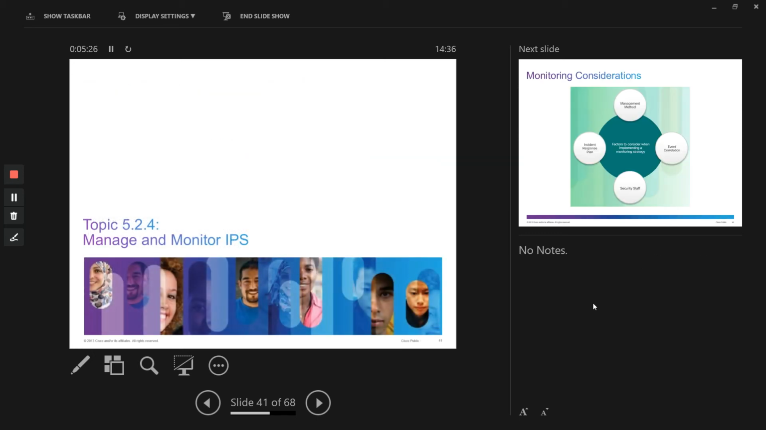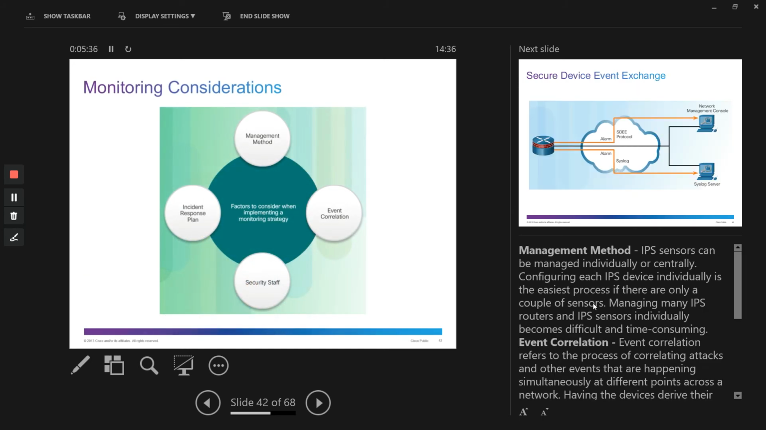Now we're going to go to the next section, which is manage and monitor IPS. Here we're going to look at how we can manage and monitor the intrusion prevention system. Okay, here we go. The factors that we need to consider when implementing a monitoring strategy. There are four things we have to consider: management method, event correlation, security staff, and incident response plan.